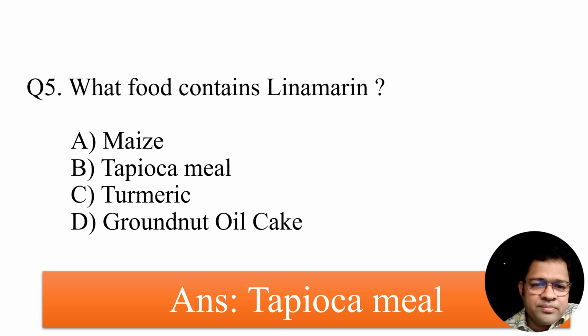Linamarin is coming from tapioca meal. You have to remember that linamarin is normally highlighted as a cyanogenic element. Cyanogenic means that when it enters your body, it decreases the oxygen level in your body and produces hydrogen cyanide. And when hydrogen cyanide is produced, then definitely it is not good for your health.